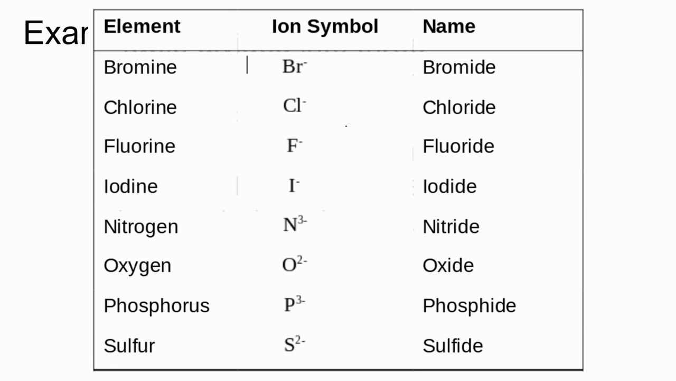I would not memorize these. These are just some examples. So bromine becomes bromide, chlorine becomes chloride, iodine becomes iodide, nitrogen becomes nitride.